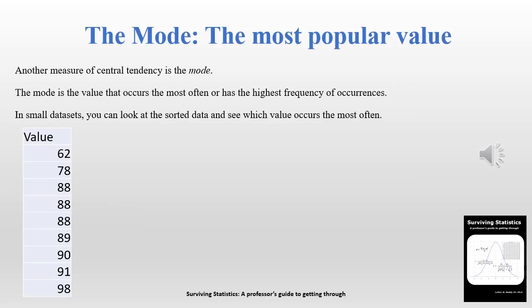Another measure of central tendency is the mode, and the mode is simply the value that occurs most often, or we could say the most popular value. Looking at the example you see on this screen, we've sorted the values, and we can see that the one that occurs the most is 88. There are 3 occurrences of the value of 88, so the most popular value in this data set, the mode, is 88.